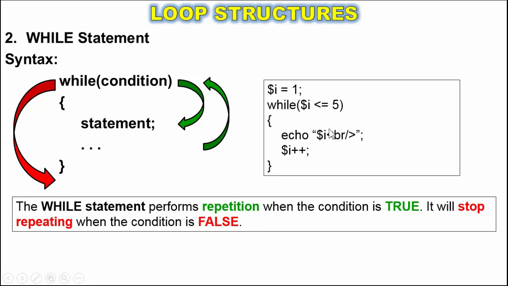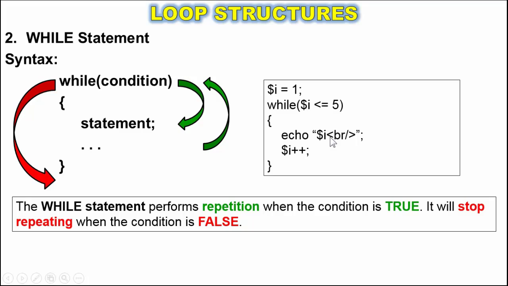For example, $I is initialized to 1. The condition for the while is $I less than or equal to 5. Since the value of the $I is initialized to 1, 1 less than or equal to 5 is true, therefore, it will enter the body of the loop and then it will repeat for the first repetition.